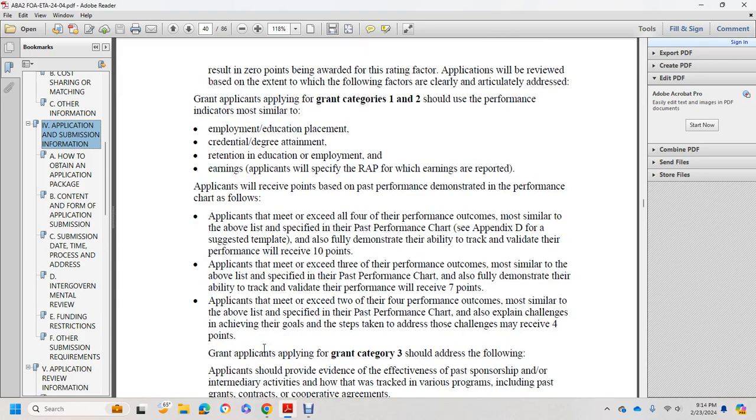Applicants that meet or exceed 2 of their 4 performance outcomes listed in the past performance chart, explain the challenges for achieving their goals, and describe the steps taken to address those challenges, may receive 4 points.